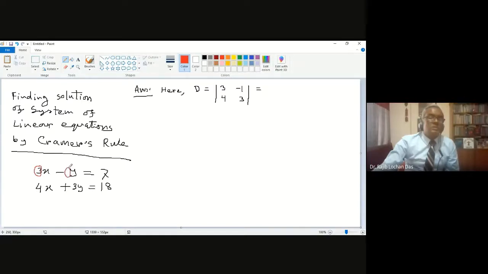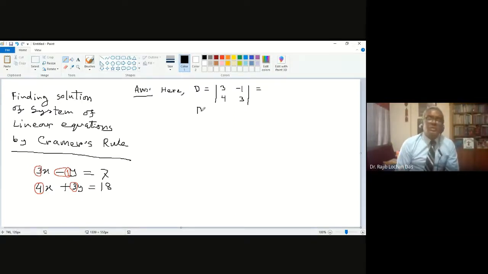This is the number with x and this is the number with y. In this case, y is only 1, so we are taking minus 1. Minus is included here. And 4 is the number with x and 3 is the number with y. If it is plus 3, then plus is not necessary, it is automatically plus. So it is our D. We will find out the value of D. This is one thing. And second thing is we will write Dx.